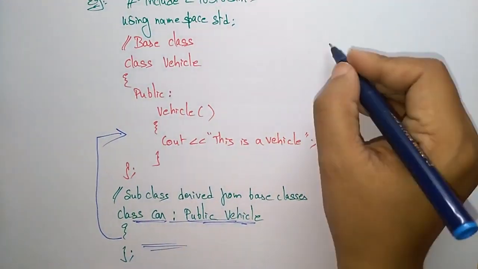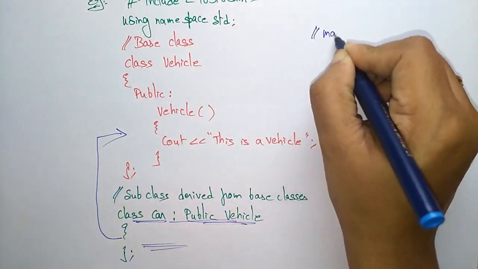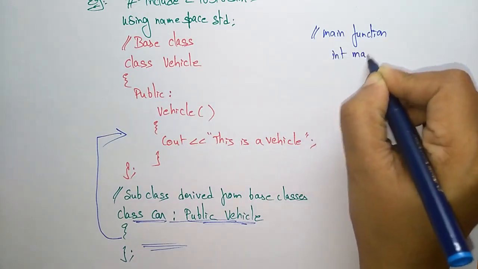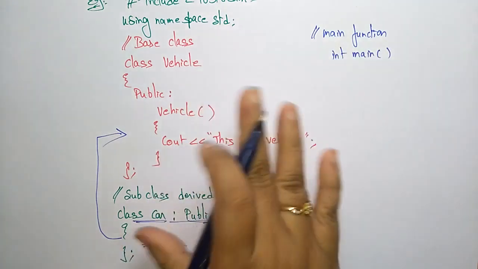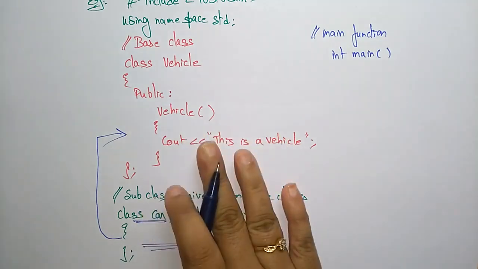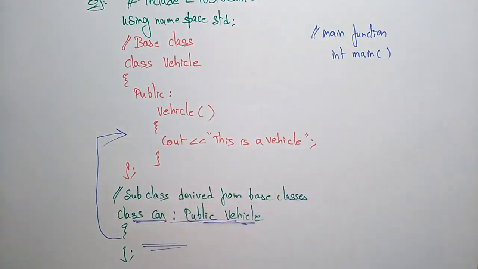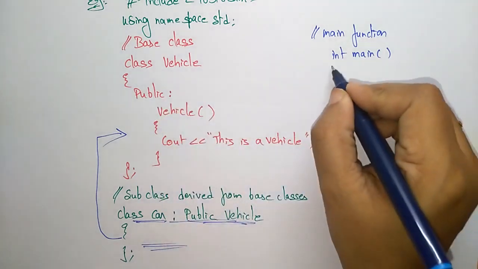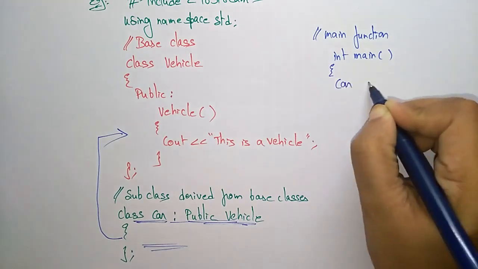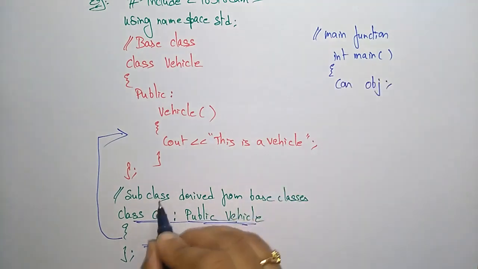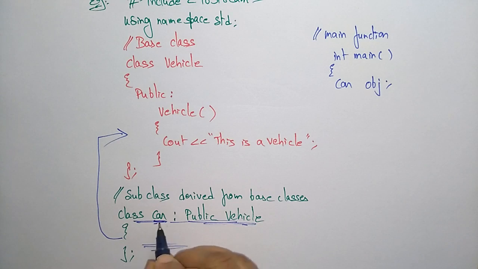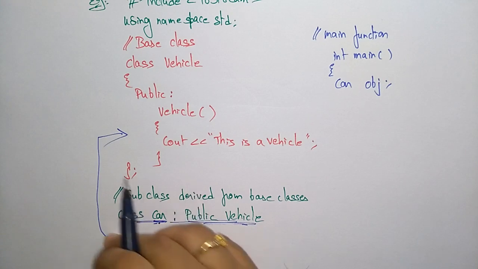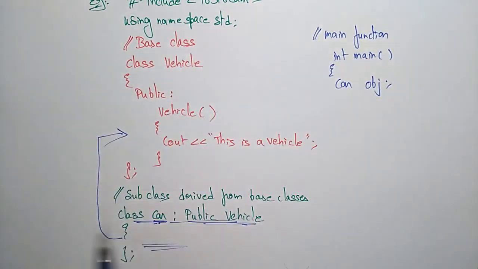Now I am writing the main function, int main. The classes don't occupy space in memory, as I said. So with the help of objects, first you create the object, and with the help of the object you call the classes. So in int main, create an object, car obj. Here car is the subclass, and for this class I create an object. Whenever I create an object for this class, it inherits the properties of the base class.